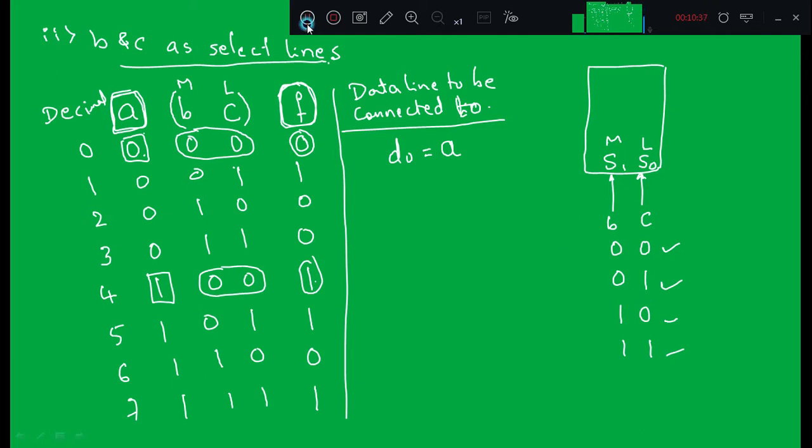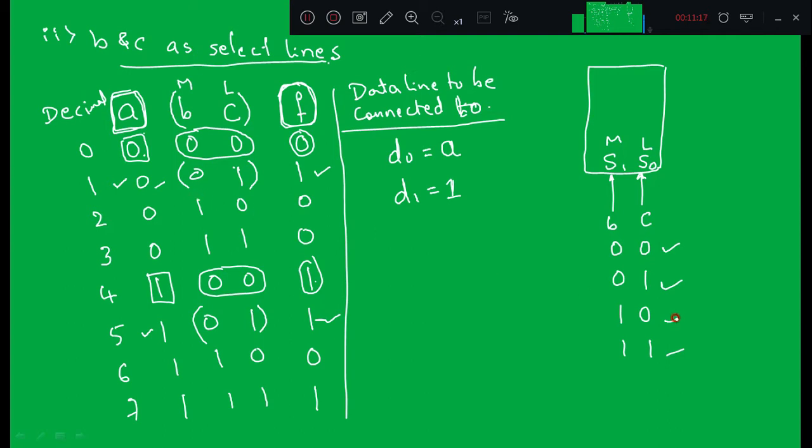Next, we'll take the next input combination, that is 0 1, where B is 0 and C is 1. This combination and this combination. What is the value of A here? A is 0, A is 1. What are the corresponding values of F? F is 1, F is 1. So both outputs are high. So D1 needs to be connected to 1, because output is high irrespective of the value of A. Here A is 0, output is 1; A is 1, output is 1. With respect to A, it is not changing. So D1 will be equal to 1.